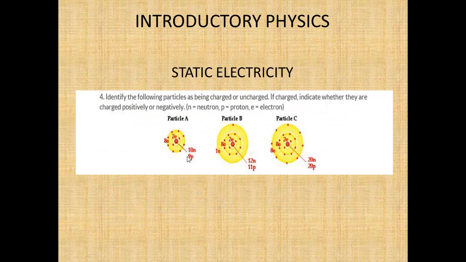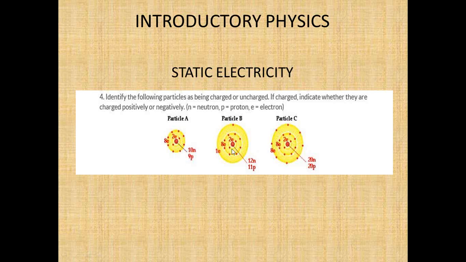So you have an excess of electrons by 1. So this particle has a negative 1 charge. It has a charge of -1 because it has only one more electron than proton. So the charge is -1.